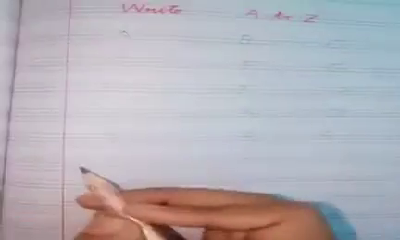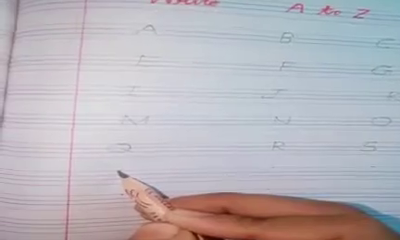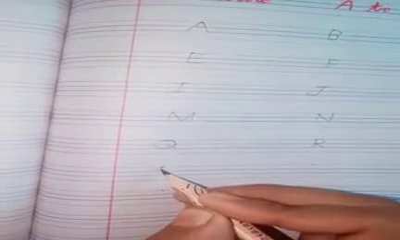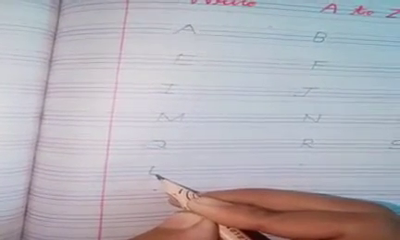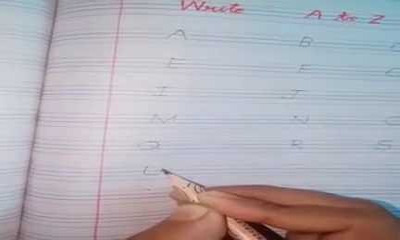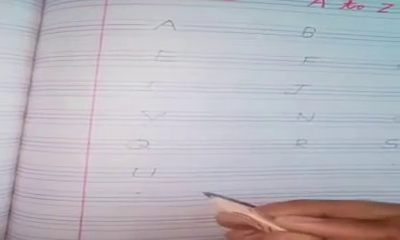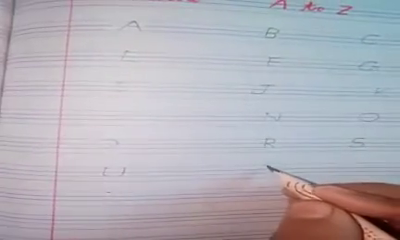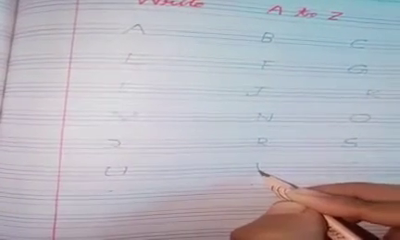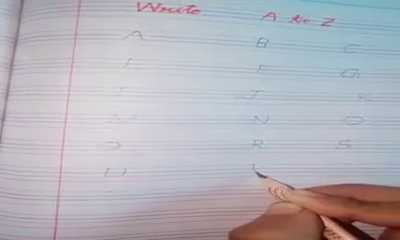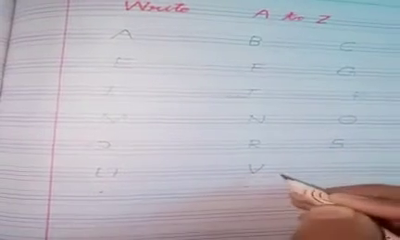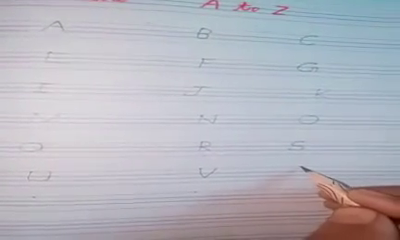T after U. Start from the top, standing line down, curve toward the right and keep going to reach the top like this. This is capital U. U after V. Draw a standing line down like this, down to the right, and then make a slanting line up to the right. This is capital V.